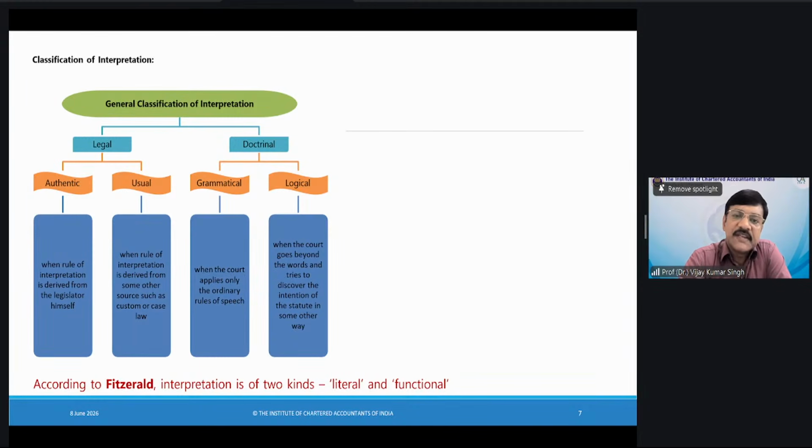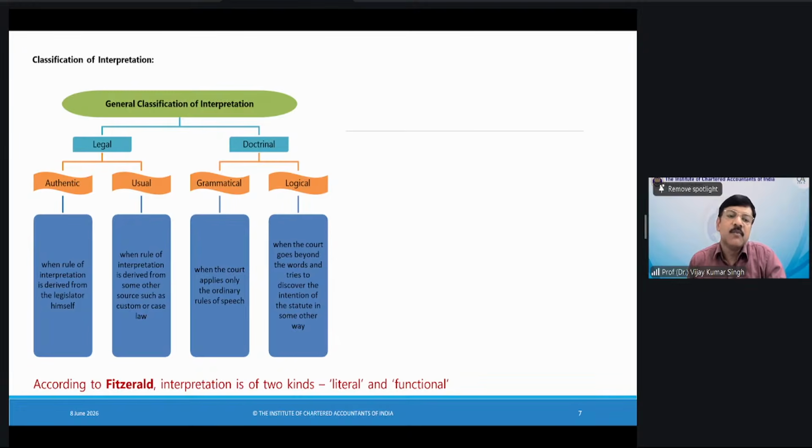Or say, for example, there is a law and a query comes up, and this query is directly answered by the parliament, then that will become an authentic interpretation. But for your information, this does not happen because it is the court's job basically to interpret, and they interpret it rather than parliament themselves giving some interpretation. Then there is an interpretation called usual interpretation. This is where you look at some other source, like customs, or the case laws of the court, and then you try to derive the rule of interpretation. That is called usual interpretation.